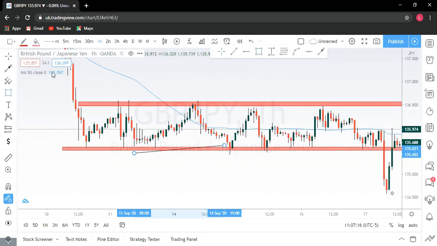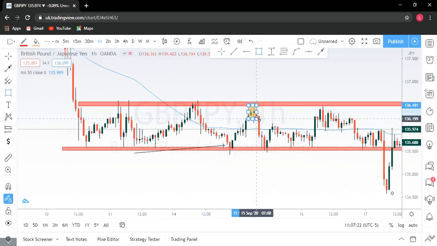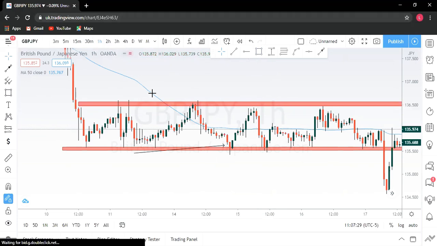So that also gives you a confirmation to do what? To sell here because of the evening star. So those are the things that give you indication.